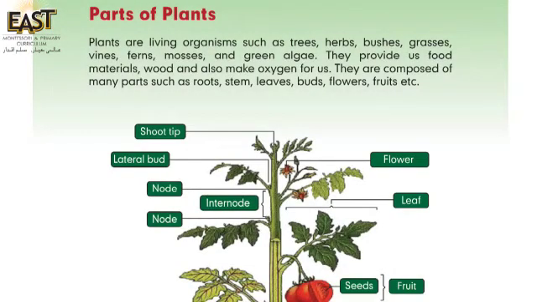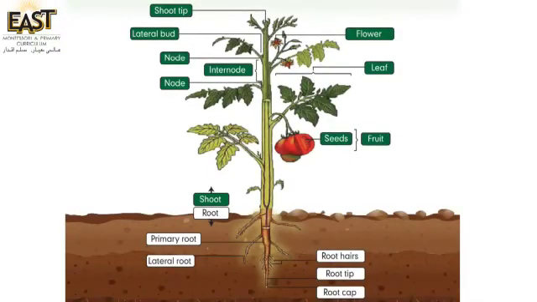Now we are up to parts of plant. So chapter number 10 is parts of plant. You will read this, and first you will look at this picture: shoot, tip, lateral bud, node, internode, shoot, roots, primary and lateral roots, root hair, root tip, root cap.